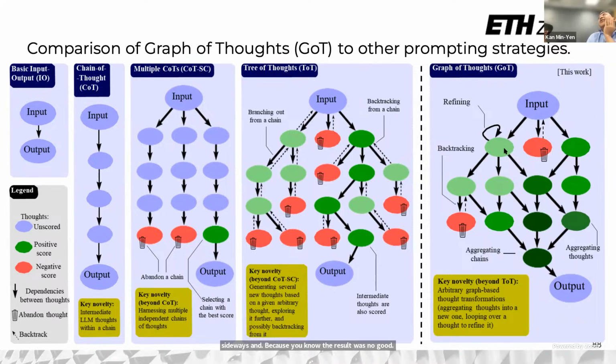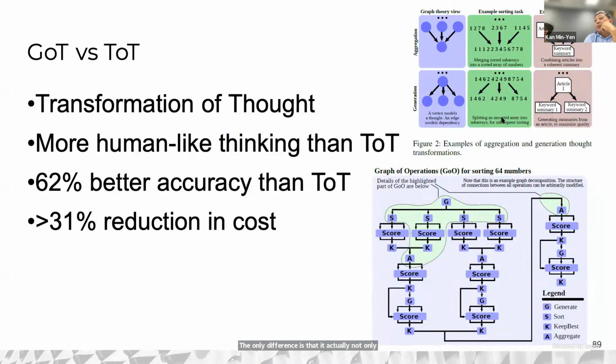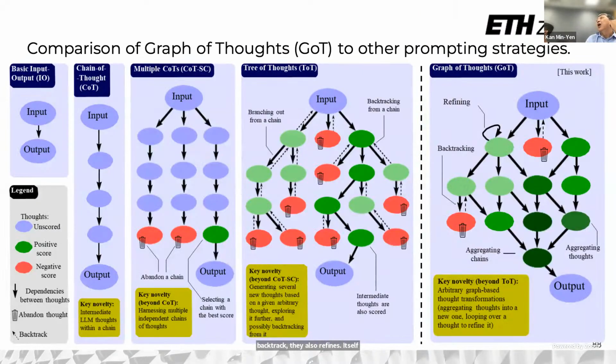The idea of the graph of thoughts is very similar to the tree of thoughts. The only difference is that it not only backtracks, it also refines itself. Oh, sorry, it refines each output itself to get your results, and it aggregates the thoughts at different times, not at the end, but at different junctions.